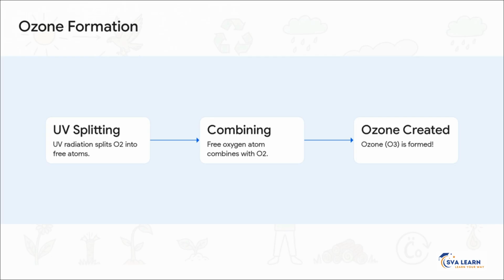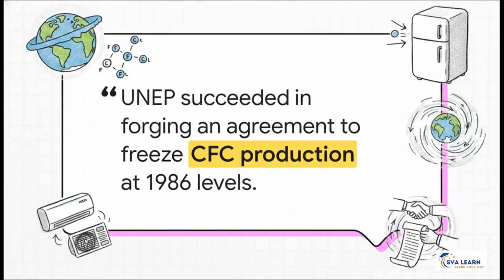Step 2. One of these lonely, super-energetic oxygen atoms bumps into an intact O2 molecule nearby and grabs hold. Step 3. Boom! They fuse together to form O3, 3 atoms of oxygen bonded together. That is ozone. It's actually the very UV light we fear that powers the creation of our own shield. But back in the 1980s, scientists noticed the ozone layer was dropping sharply. We were literally tearing a hole in our own shield.